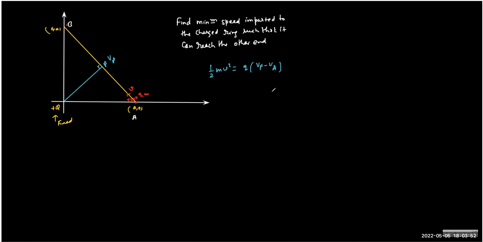Yes, sir. You can add the way you want. I mean, this I'm writing in one line. So the half mv square is equal to Q, and Vp we know the formula. What is Vp?